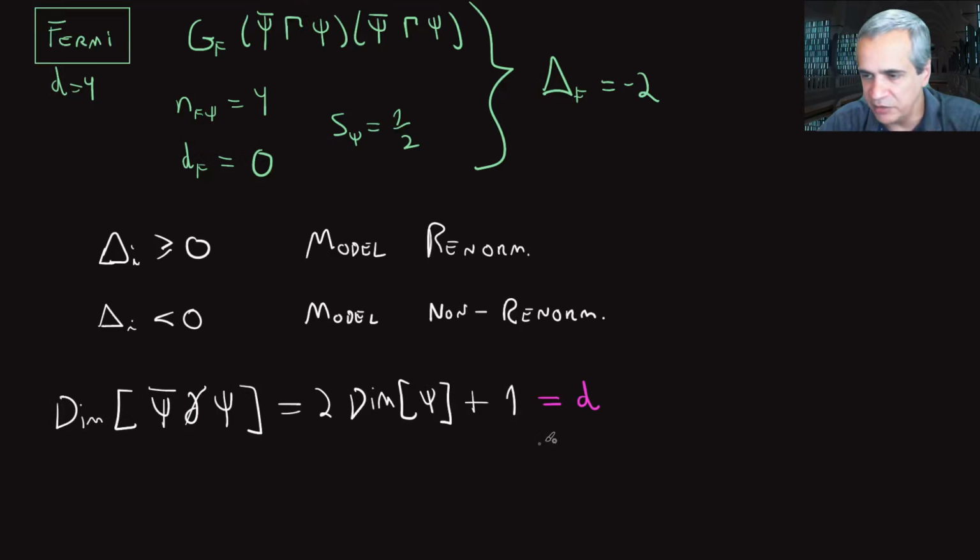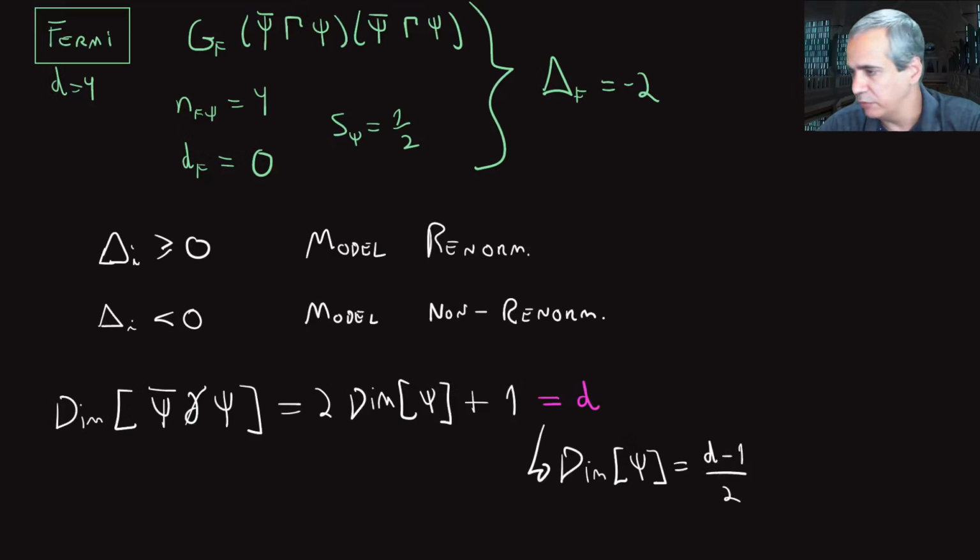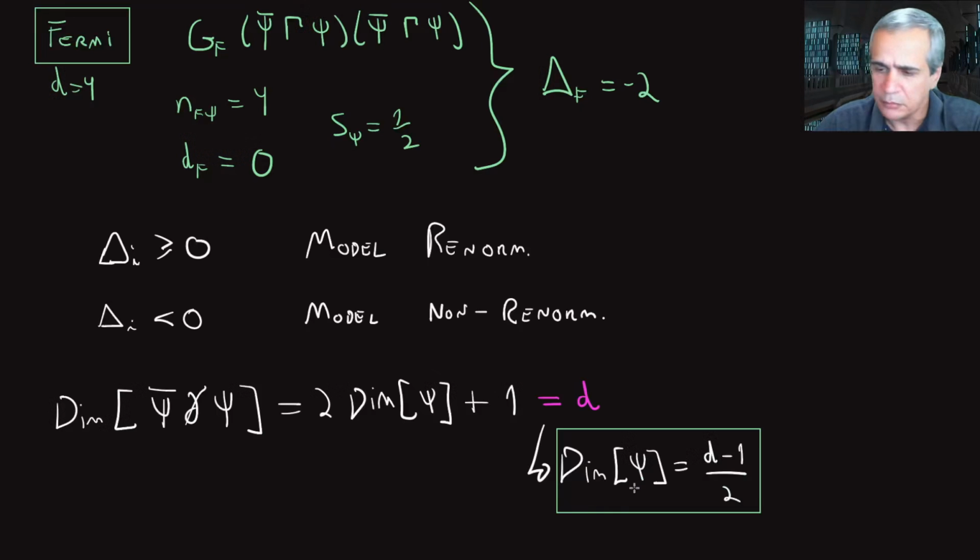I can solve this equation here and get that the dimension of psi is equal to d minus 1 over 2, right? So that's the important piece of information I was looking for. You see that in 4 dimensions, fermionic fields have dimension 3/2, right?